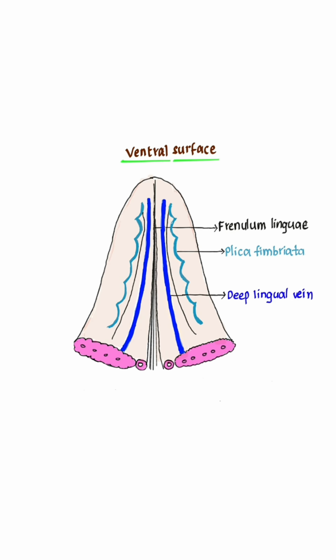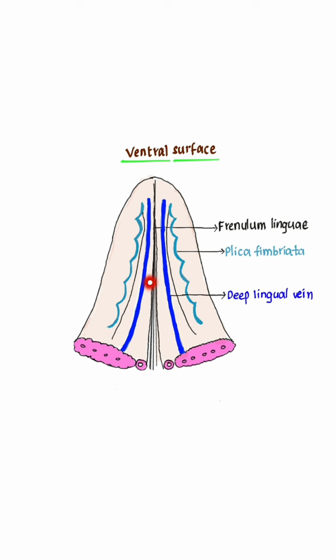Ventral surface. It is also known as inferior surface. The mucous membrane covering the ventral surface is thin and smooth. Ventral surface presents the following features: frenulum linguae, deep lingual veins, plica fimbriata.